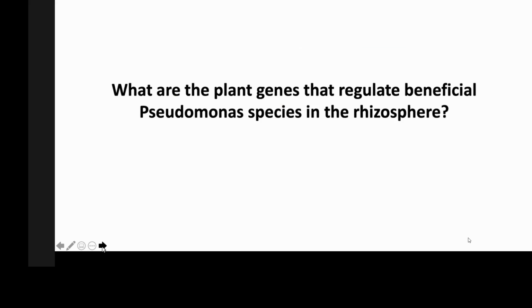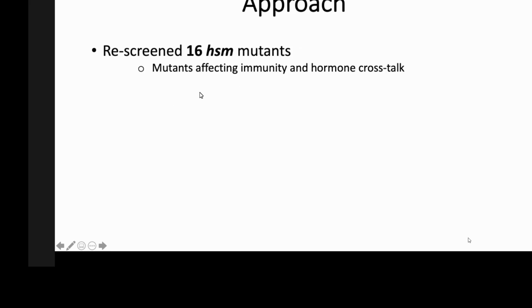All right, so diving in. The first question that the authors wanted to ask is, what are the plant genes that regulate beneficial Pseudomonas species in the rhizosphere? And the approach that they took to answering this question was that they screened the Arabidopsis mutant library, 16 HSM mutants, and these mutants affected immunity and they affected hormone crosstalk.